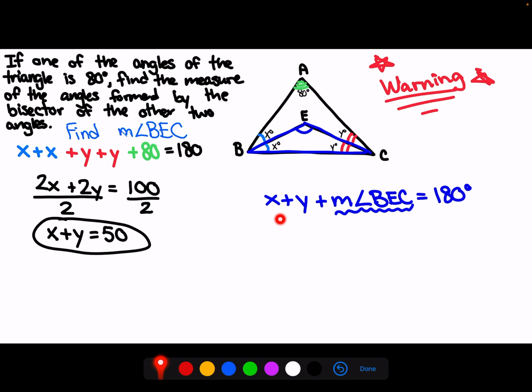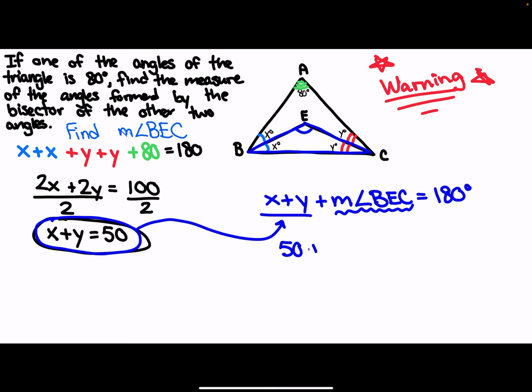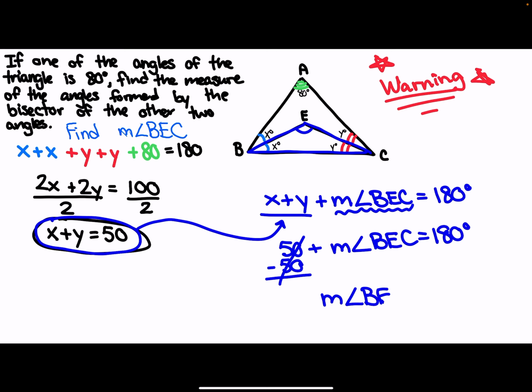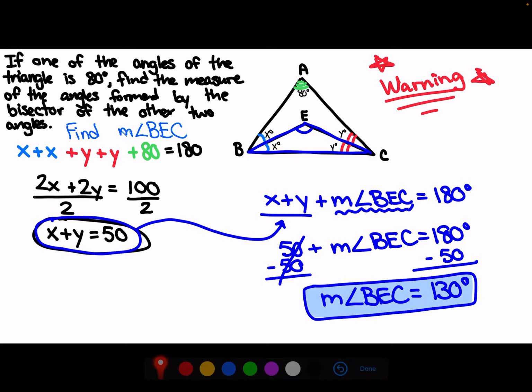So I see x plus y over here. I'm going to replace x plus y with 50. So I now have 50 plus the measure of angle BEC equals 180. Lastly, we just solve for the measure of angle BEC by subtracting 50 from both sides, and we get the measure of angle BEC is equal to 130 degrees. And that's our final answer. We finally hit our goal.